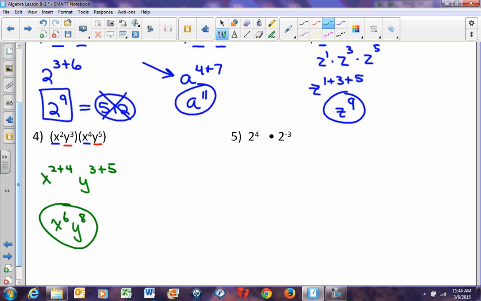Problem number 5 here. I have 2 to the 4th times 2 to the negative 3rd. So since they have the same base, I'm going to have 2 to the 4 plus a negative 3, which is going to become 2 to the first power, or just 2. Anything to the first power is the same thing as saying just that number itself. So either one of those answers would be acceptable.